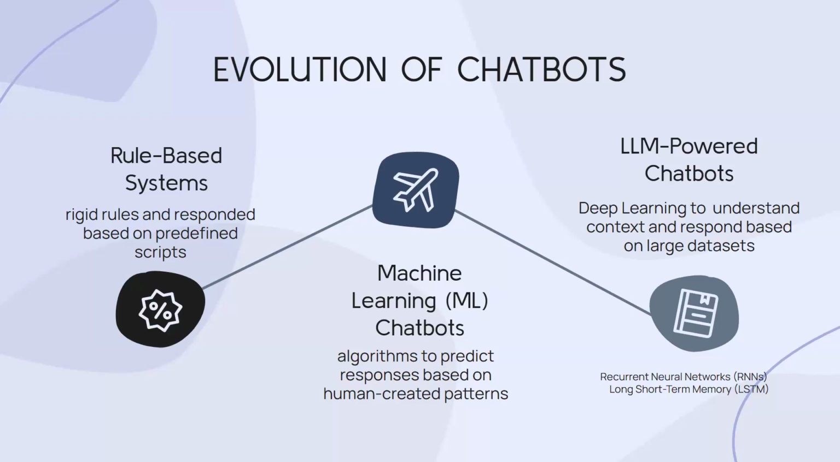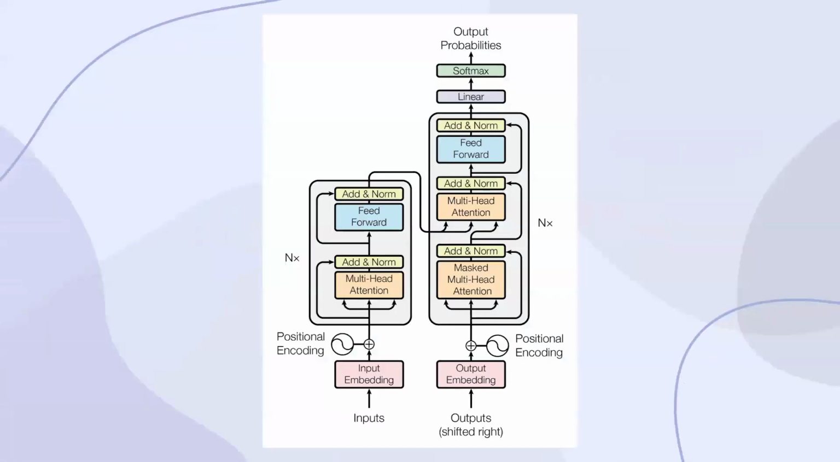And previously, there were deep learning techniques like recurrent neural networks and long short-term memory that have been very popular in the past, but recently all the LLMs that have come on have this underlying architecture called transformers. And this is the structure that they are built on.